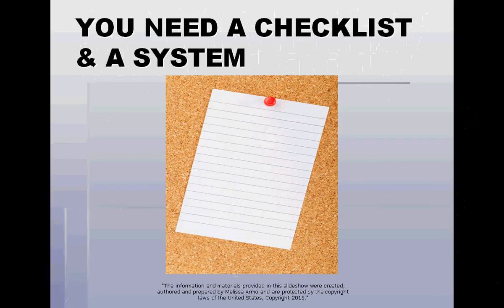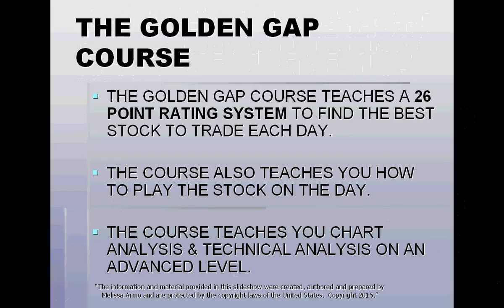But I have a system. I have a checklist. I follow it. I didn't take any trades today. I didn't even rate any gaps today. There wasn't even anything today that rated per my 26-point system that I could have traded. I didn't trade. I have a system. I have a checklist. I follow it every day.